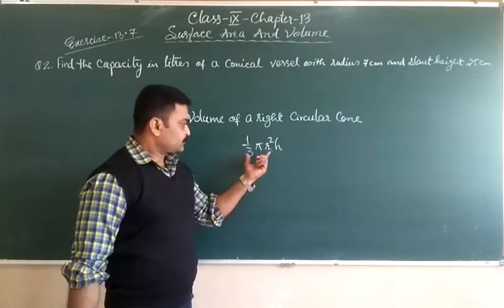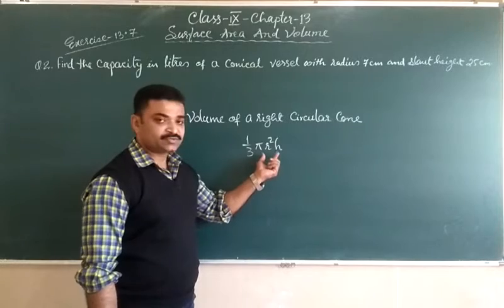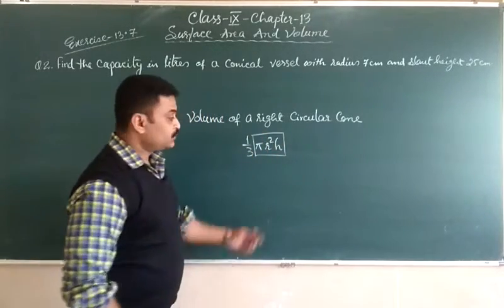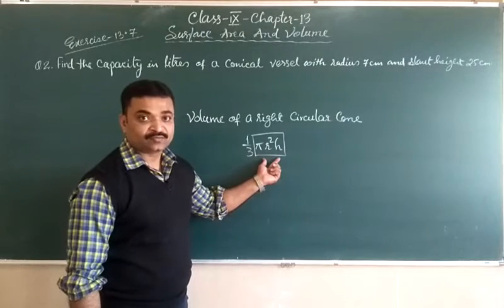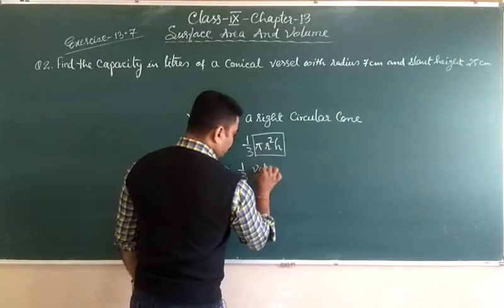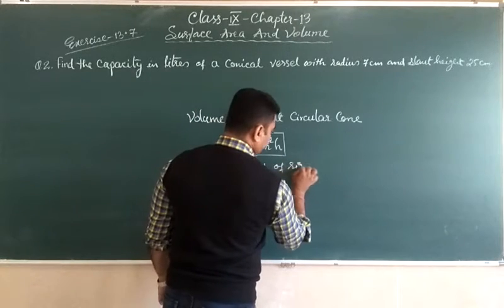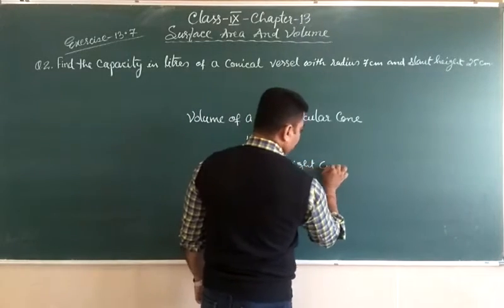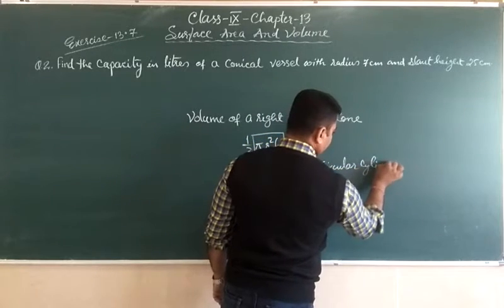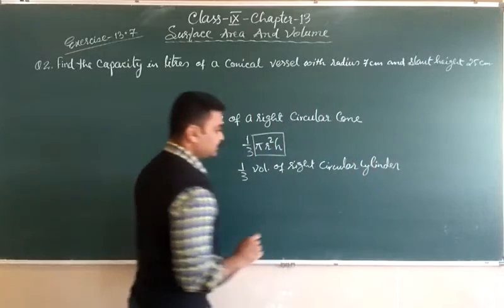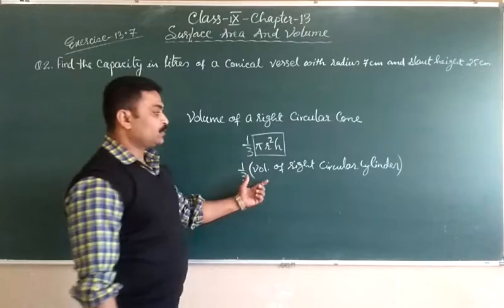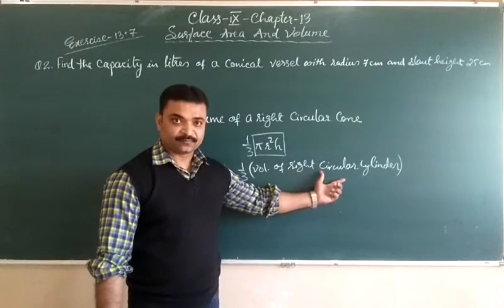If you see the formula 1 upon 3 pi r square h, this part is the volume of a right circular cylinder. That means 1/3 of the volume of a right circular cylinder. Clear? So 1/3 part of the volume of a right circular cylinder.